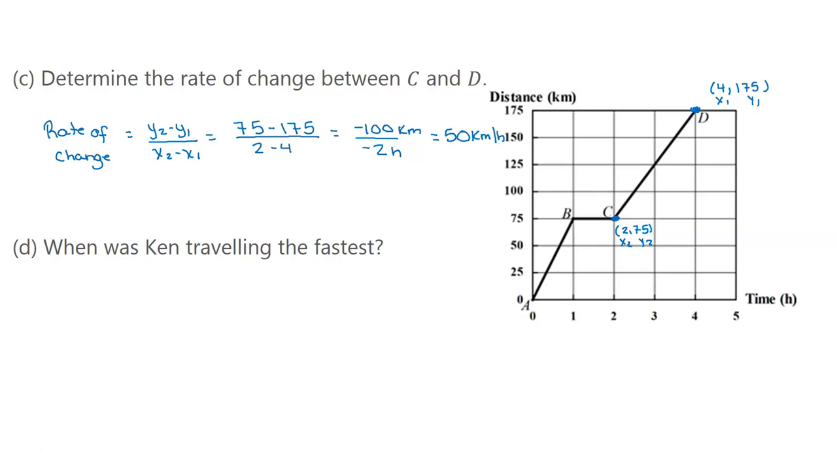Now we had just calculated all the speeds in the different intervals. Between points A and B, we know that Ken traveled 75 kilometers per hour. Between B and C, he was stopped. And between points C and D, he traveled 50 kilometers per hour. So now we can answer part D. When was Ken traveling the fastest? So we know from A to B, he went 75, which is the fastest. So we can say that Ken was traveling the fastest during the first hour.